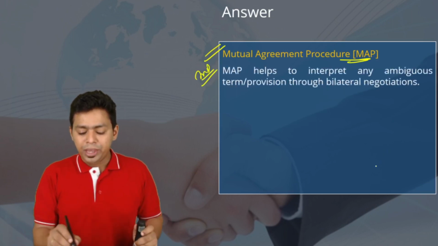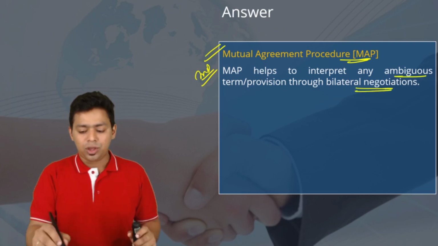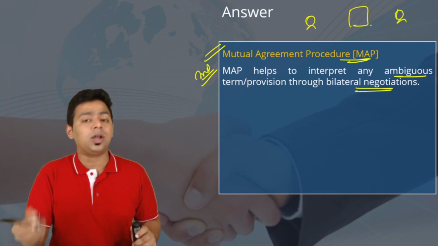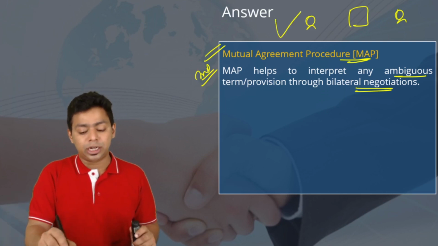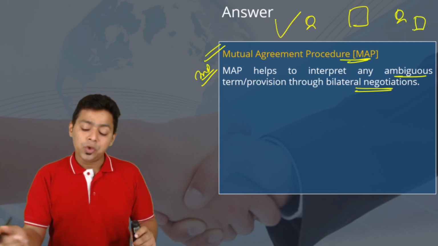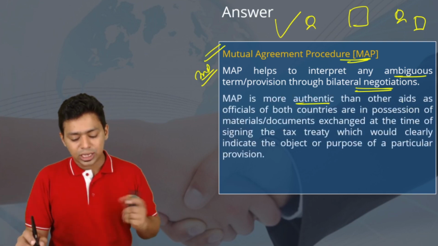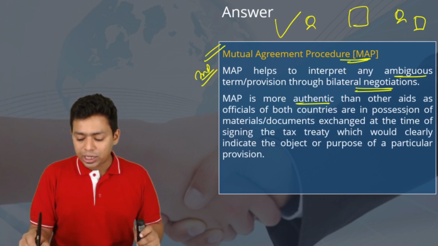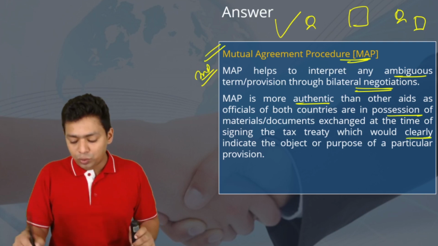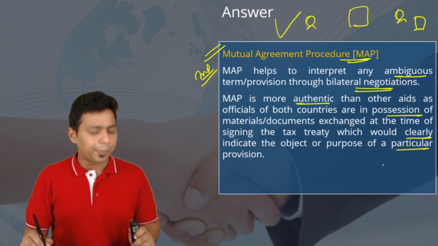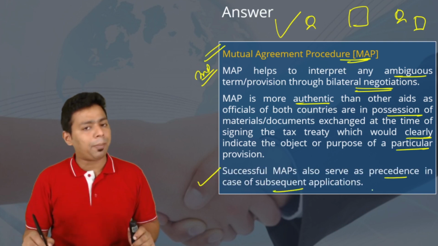I'll read the whole paragraph for you. MAP helps to interpret any ambiguous term or provision through bilateral negotiation. Obviously both parties will sit and discuss what to do about this particular paragraph, because there are different possible interpretations. Your country is interpreting it differently, my country is interpreting it differently. So they will sit together and find a resolution to it. MAP is more authentic than other aids as the officials of both countries are in possession of the material documents exchanged at the time of signing the tax treaty, which would clearly indicate the object and purpose of the particular provisions. Successful MAPs also serve as a precedent in the case of subsequent application.